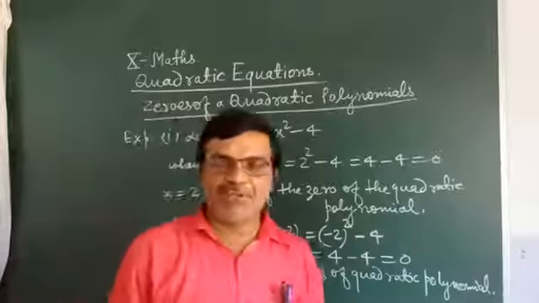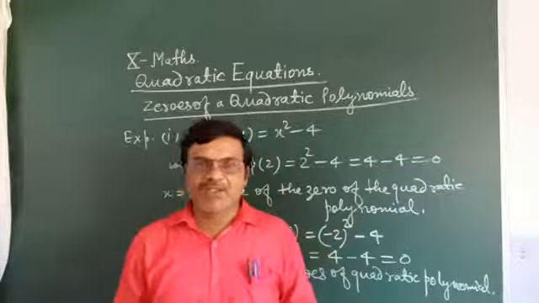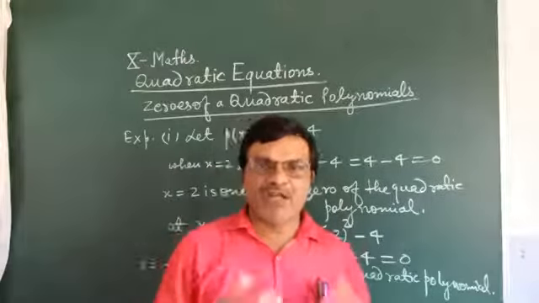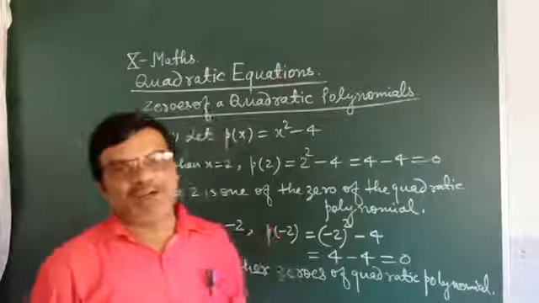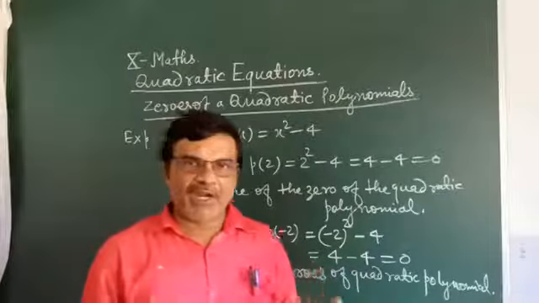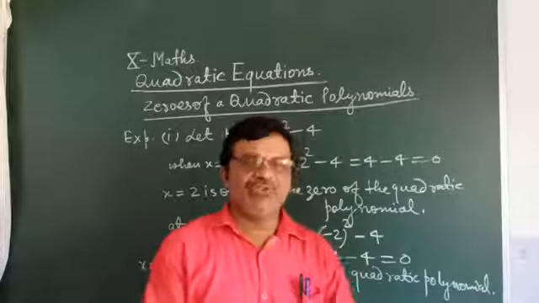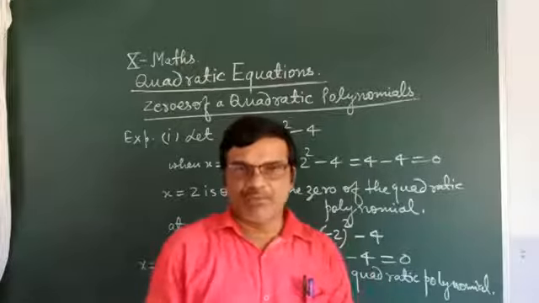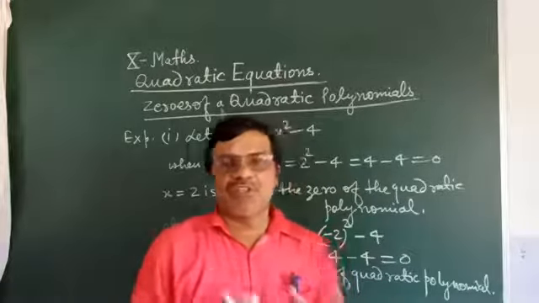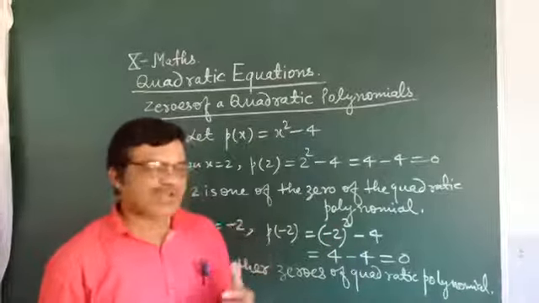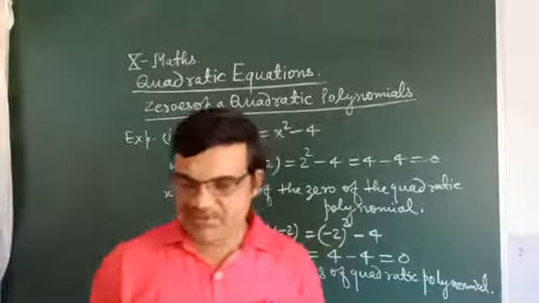If we are given a quadratic or cubic or linear polynomial and we find the zeros, then we factorize that polynomial and put the factors equal to 0, then find the different values of the variable. These are the zeros of quadratic polynomials.